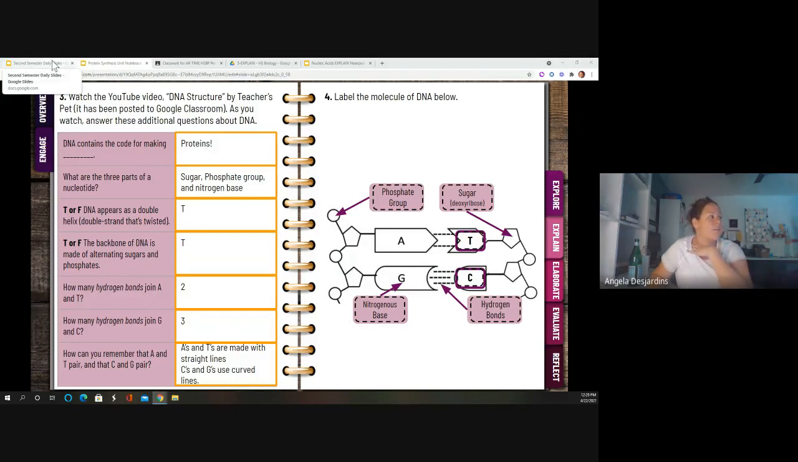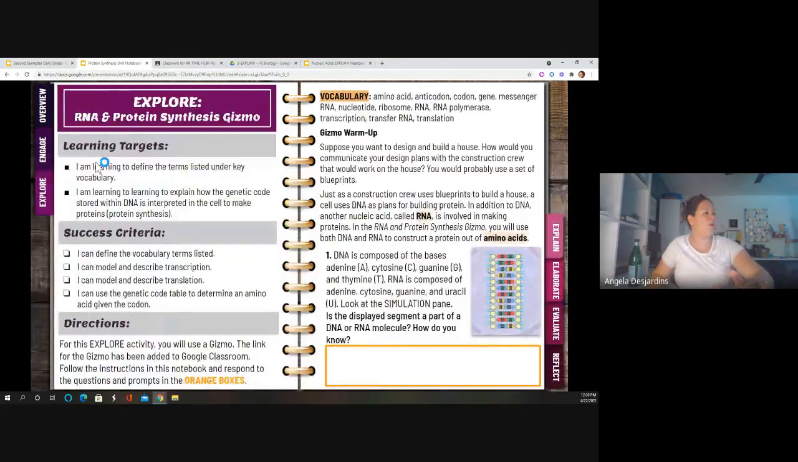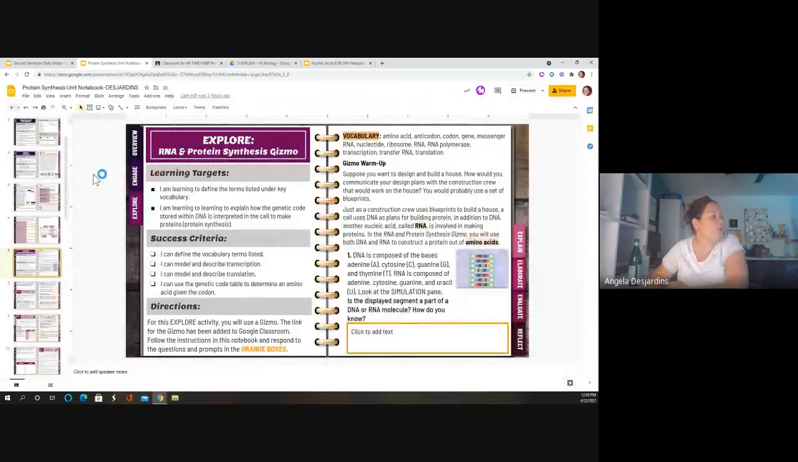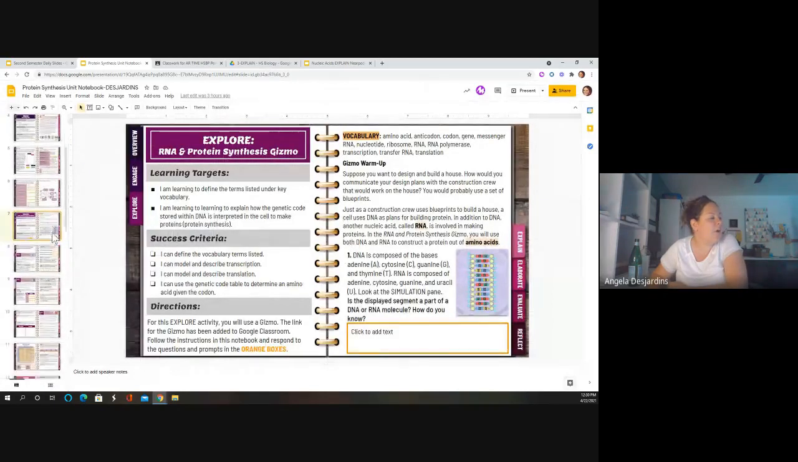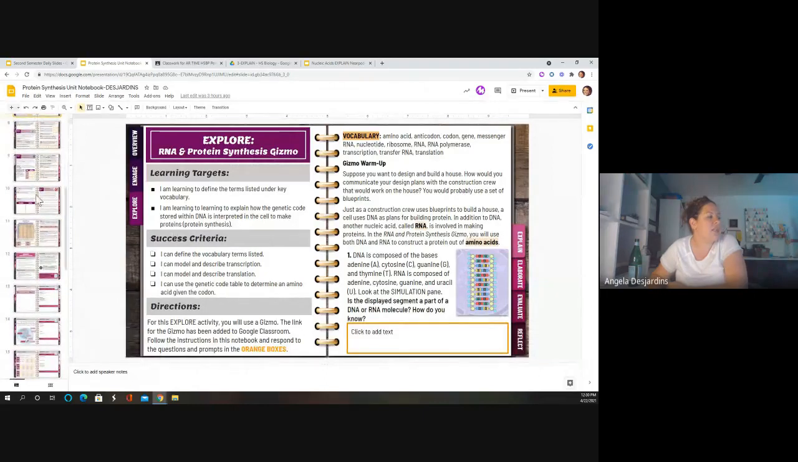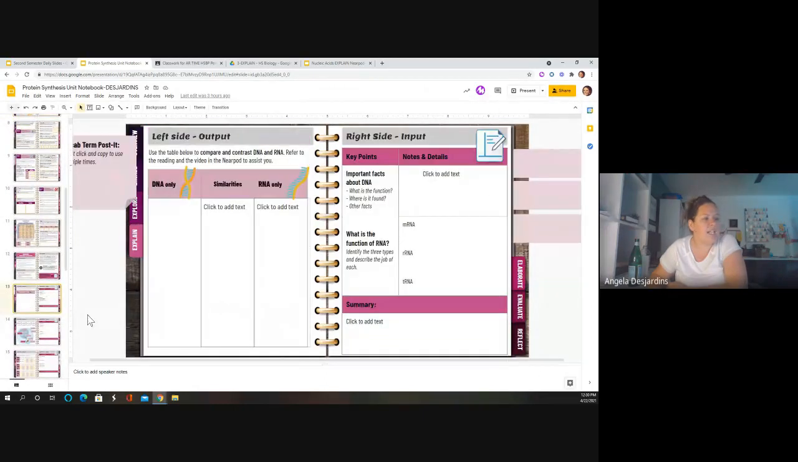So part of your assignment today is that we're going to skip around in our notebook a little bit. We just finished slides 4, 5, and 6. Today, we're going to skip all the way down to the explain section to slide number 13. Using the Nearpod that's assigned to you in Google Classroom, you are going to take some more solid notes on DNA and RNA, the main family members of the nucleic acids.